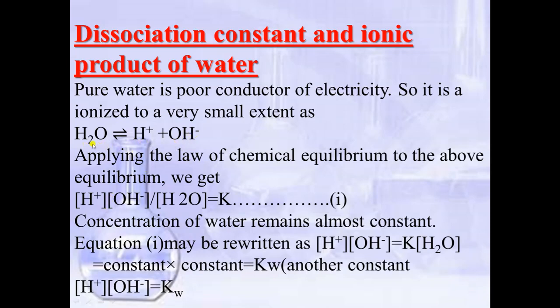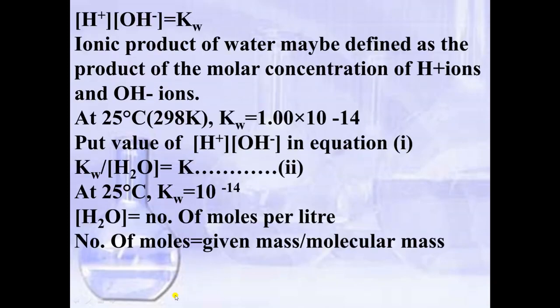water. Now concentration of water will go to this side and it will multiply by K. Now concentration of water is constant because water is present in excess amount. So constant into constant will give a new constant which is equal to Kw. So now this is the equation: concentration of H plus ion into concentration of OH negative ion is equal to Kw. Now this Kw is the ionic product of water, and here we can define what the ionic product of water is.